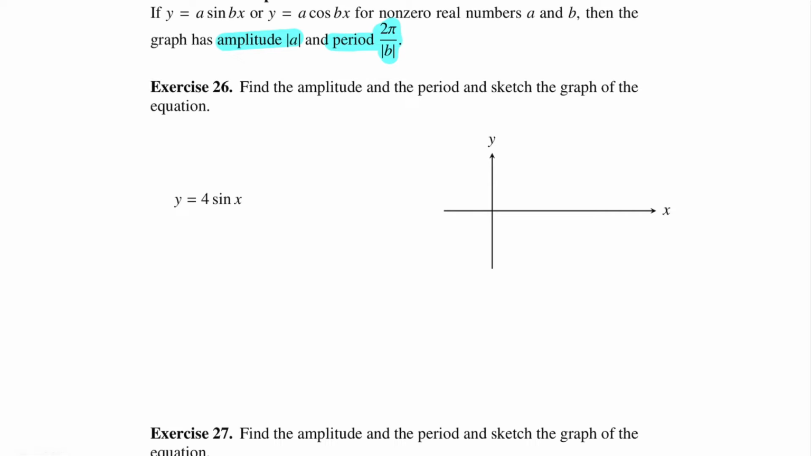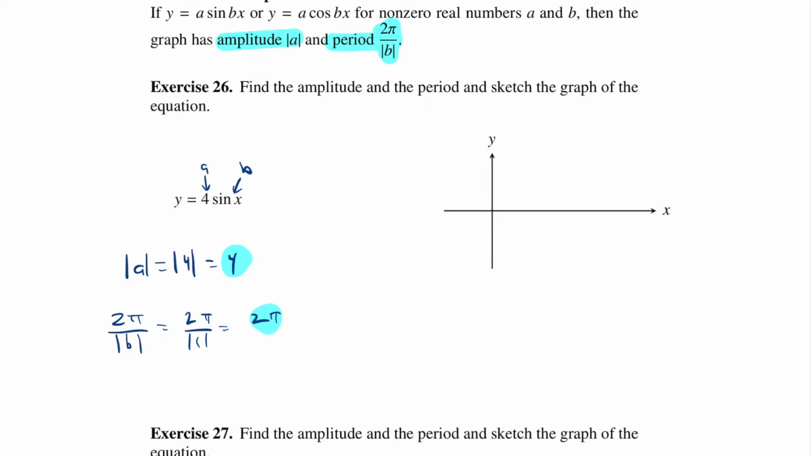They first ask us to find the amplitude and the period. The amplitude for this will be the absolute value of a, which is the absolute value of 4 in this case, which is 4. The period is going to be 2 pi over the absolute value of b. Here your a is 4, and your b is your coefficient in front of the x, which is 1 in this case, so the period is just going to be 2 pi. So now we found the amplitude and the period.